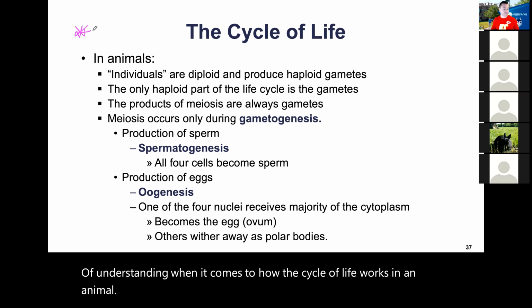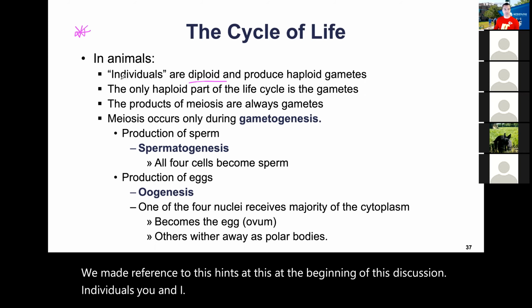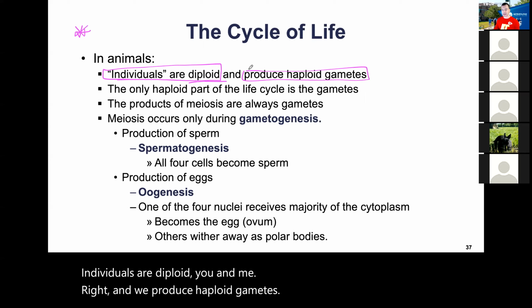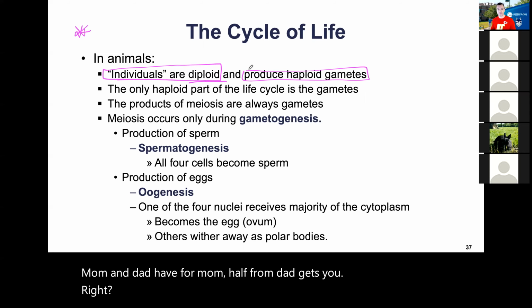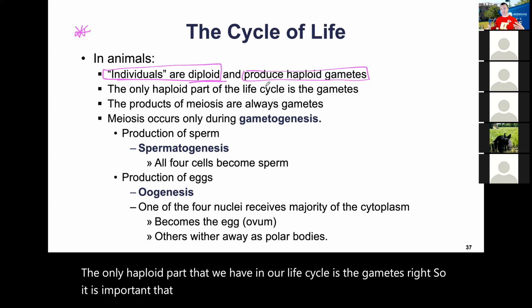We made reference to this, hints at this at the beginning of this discussion, okay? Individuals, you and I, are diploid, okay? And we produce haploid gametes. Mom and dad, half from mom, half from dad gets you, all right? The only haploid part that we have in our life cycle is the gametes, right? So it is important that meiosis goes, and meiosis goes perfectly.